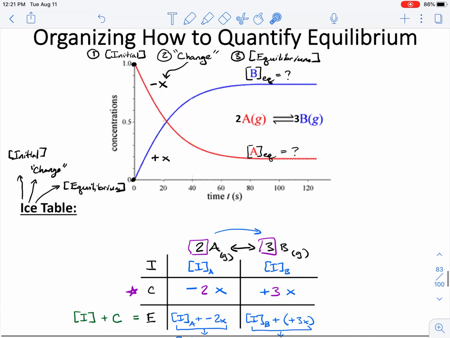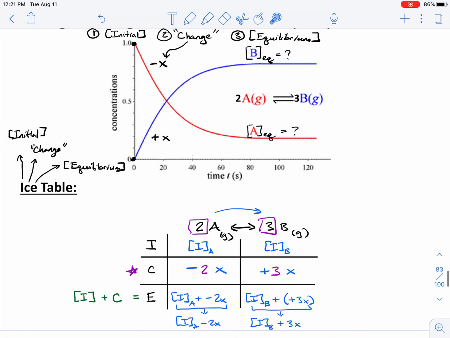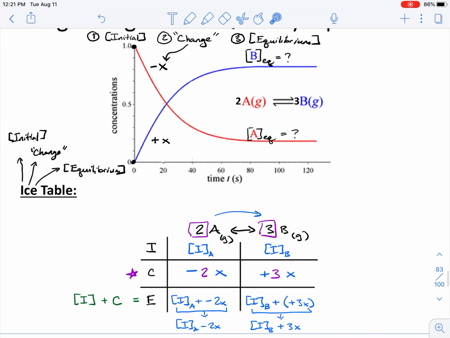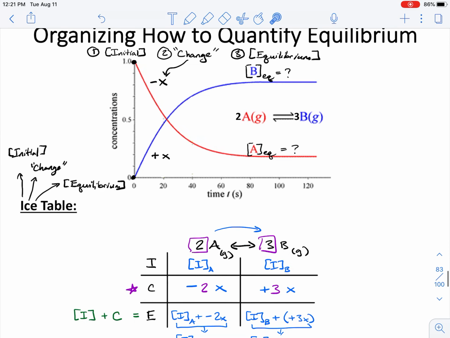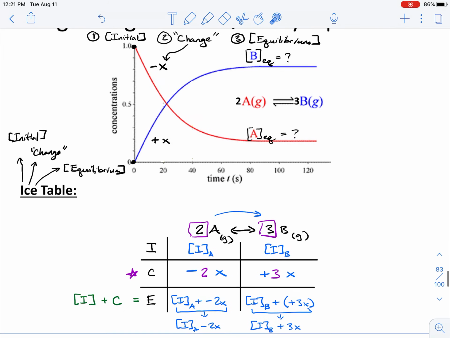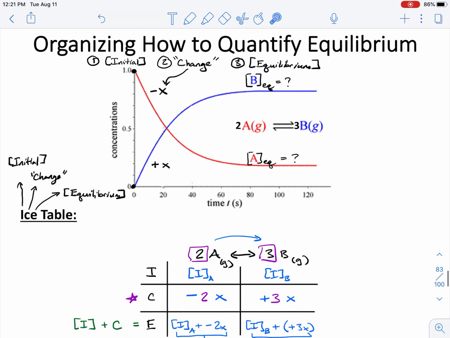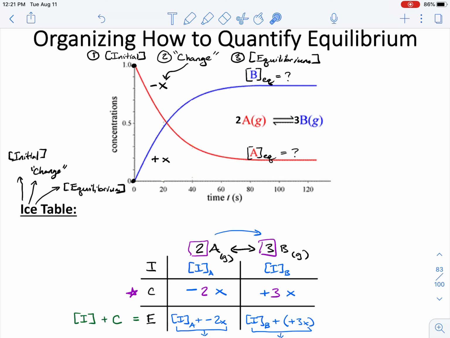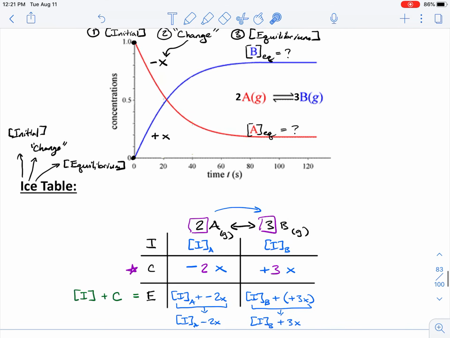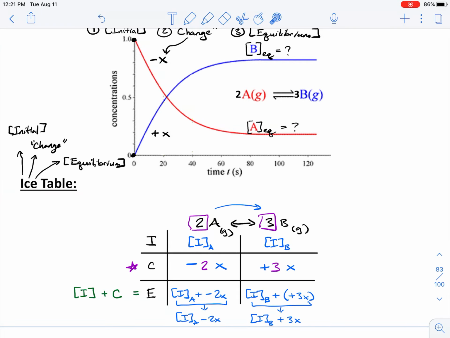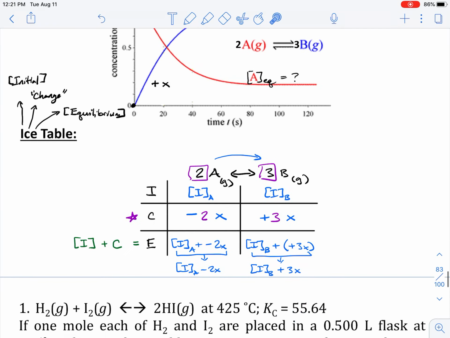All right. And so now that we've understood the logic behind the ICE table and what it's trying to describe, we're going to go ahead and apply the mass action expression and the ICE table to quantify the equilibrium concentrations for both products and reactants, as well as the equilibrium constants, Kc or Kp.